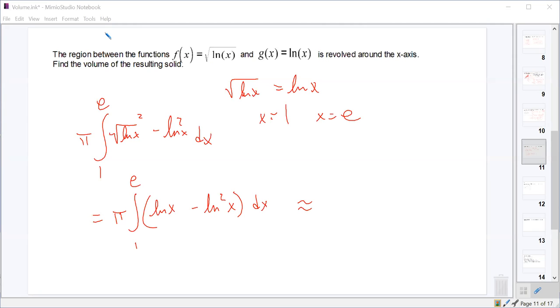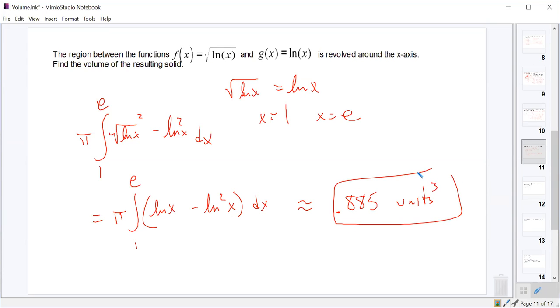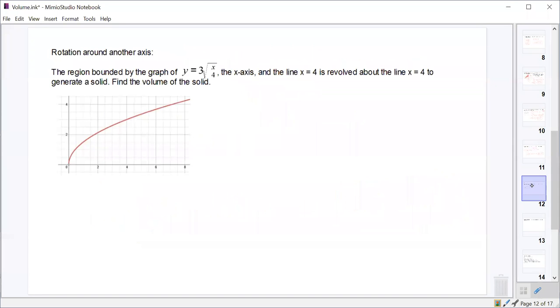What does that come out to be? 0.885 units cubed. Sounds good to me. Y'all got that? Hopefully. I didn't actually check it, so hopefully that's right. Yeah, I got that too. Great. All right, let's do another one.